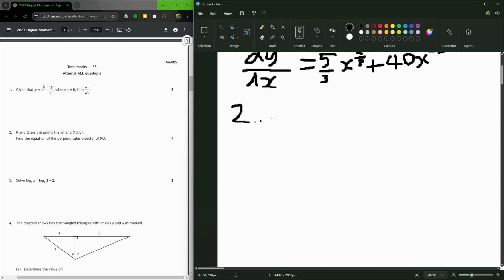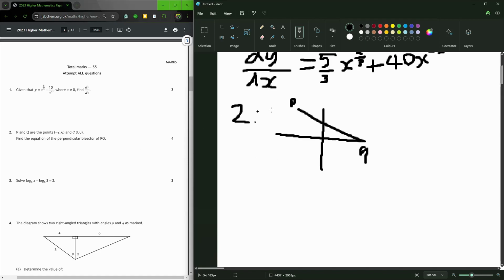Number 2. P and Q are the points minus 2, 6 and 10, 0. Find the equation of the perpendicular bisector of PQ. Okay, what does that jargon mean? Well, I'm going to draw a wee graph here. So, P looks like it will be somewhere up there, and then Q would be down here. So I'll just quickly label them, and then we'll have a line drawn between them.